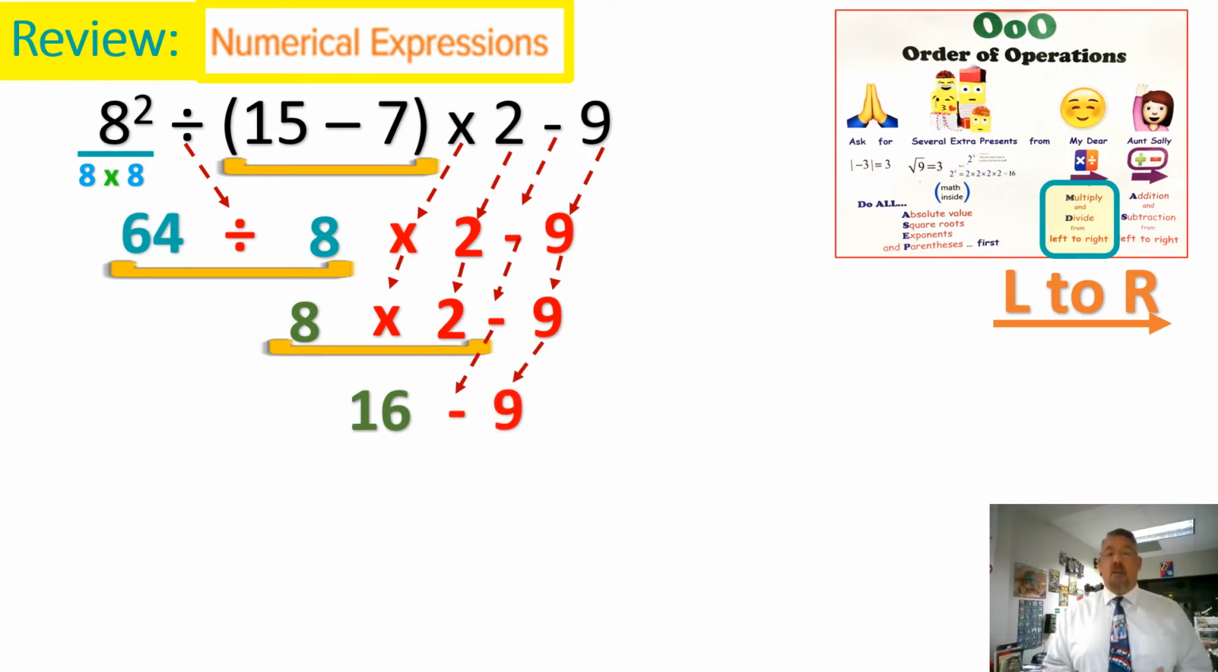I bring everything else down. You've now written 3 math problems on your paper. And then 16 minus 9 is going to give you an answer of 7. Once again, we always do our addition and subtraction from left to right, and whichever one comes first.